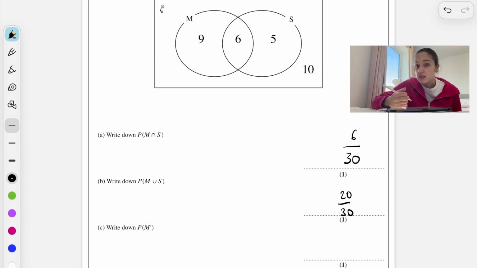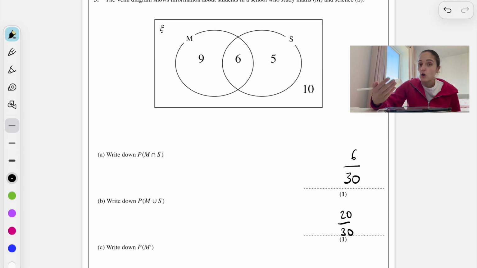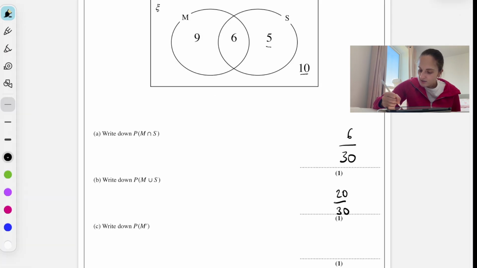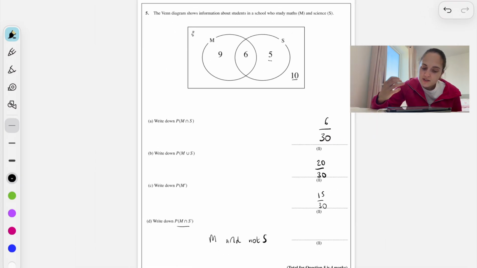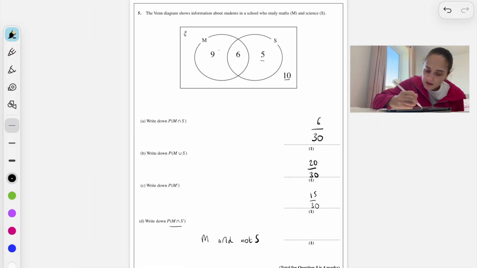And then we have M with the apostrophe. M with the apostrophe is the complement of M, so not M. So that's going to be 5 and 10. So that's 15 over 30. And then this one says M and not S. So the number of elements that are in M but not S are going to be 9, and there's 30 in total. So the answer to this question is 9 over 30.